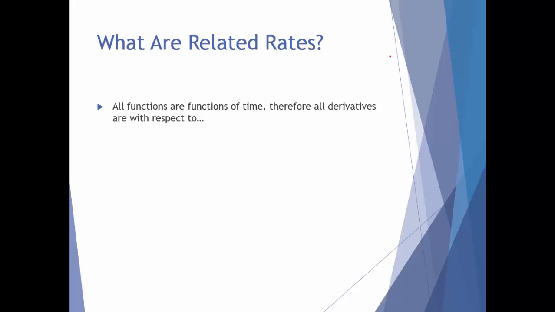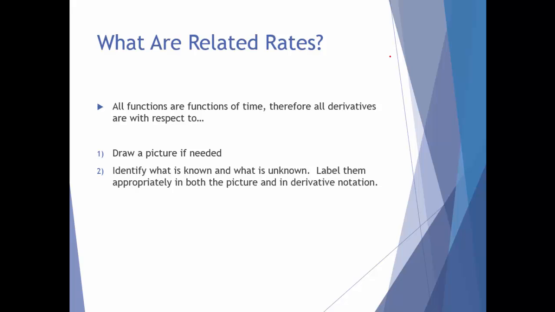The steps we want to use in order to solve some related rate problems are: we want to draw a picture if we need one. Many times you will, but not in every situation. Identify what is known and what is unknown. You have to know what you know and you have to know what you're looking for. You're going to label them appropriately in both the picture and using the correct derivative notation.